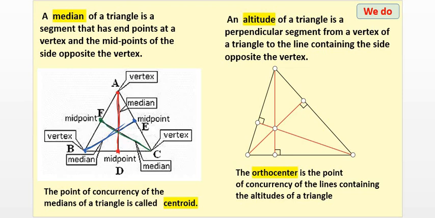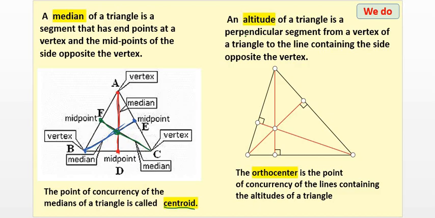And as you can see, all the medians are meeting at a point. This special point, the point of concurrency of the medians of the triangle, is called the centroid. Now there is a special rule, or you can say a special theorem, for this centroid. We will discuss it later on. Let's see now what an altitude is.